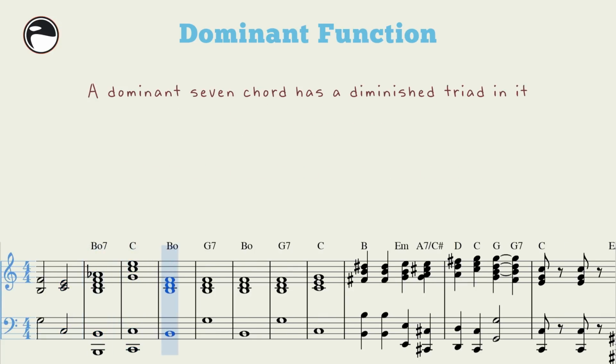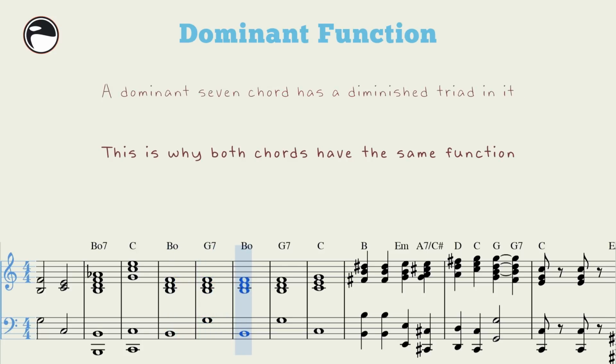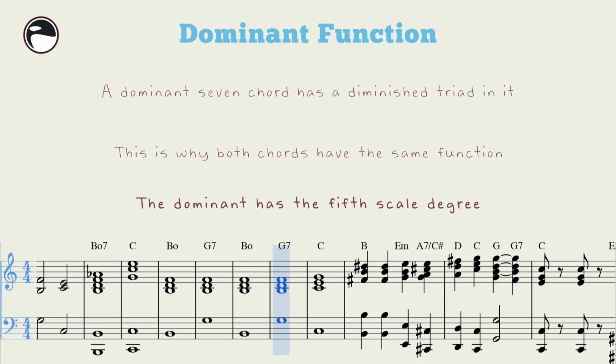Note how a dominant 7th chord has a diminished triad in it, which is why both chords have the same function. The difference is the added 5th scale degree as the bass note in the dominant 7th chord.